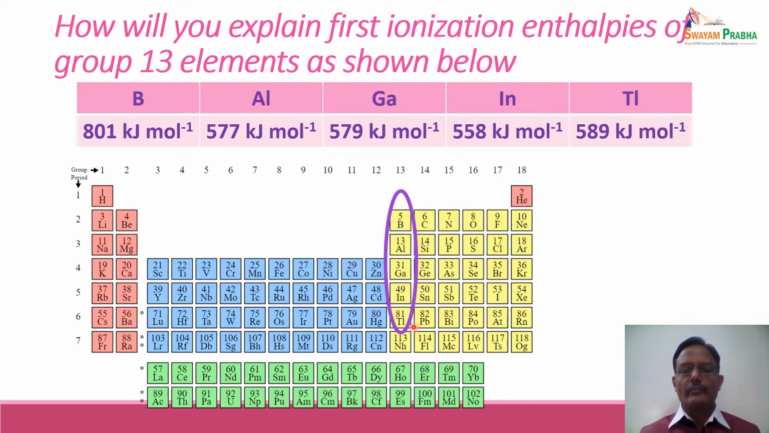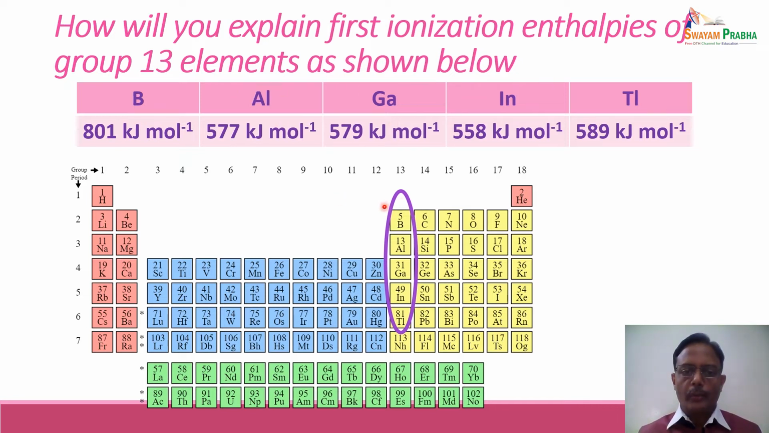And what is expected when we move down the group, the ionization enthalpies should go on continuously decreasing. But what we are observing is a decrease from boron to aluminium, from 801 to 577, but from aluminium to gallium there is an increase in ionization enthalpy. Now what can be the reason for this? Let us try to understand the difference of moving from boron to aluminium and from aluminium to gallium.